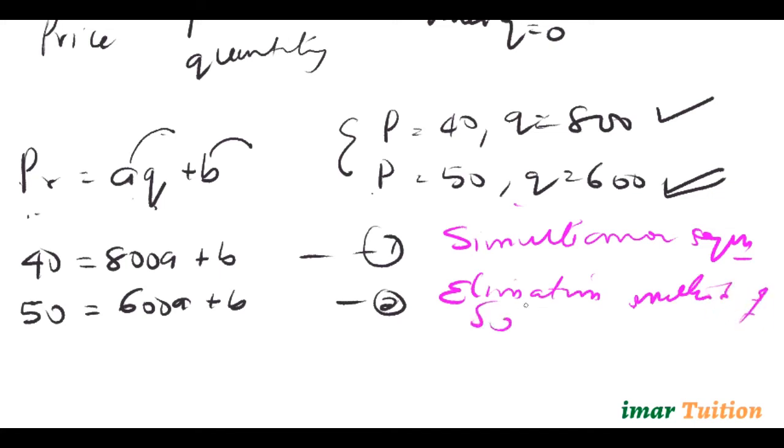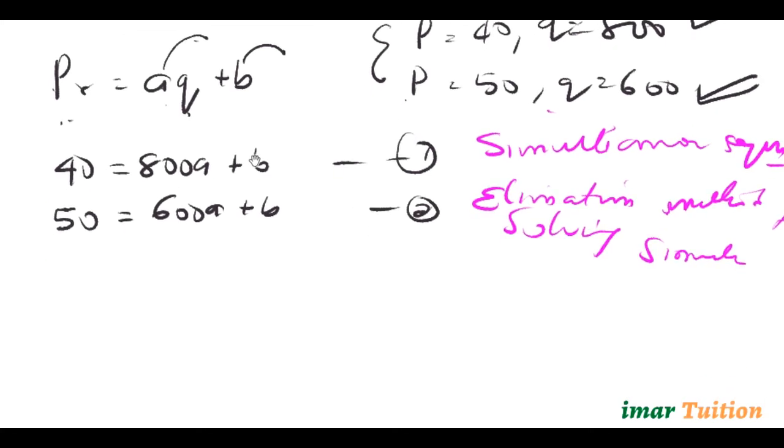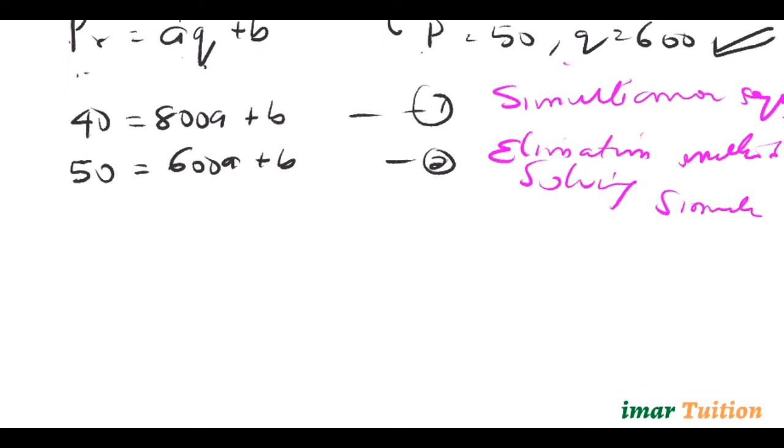of solving simultaneous equations. In the elimination method, what we simply do is to subtract equation 2 from equation 1. In doing that, just the way we do subtraction in mathematics, we'll put a minus sign here and also draw a line in between. We're going to subtract this equation, which is equation 2, from equation 1. Let's go ahead and do that. 40 minus 50 will give you minus 10 to be equal to 800 minus 600 gives you 200A. B minus B gives you 0.